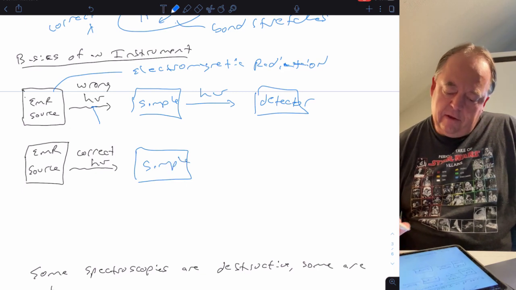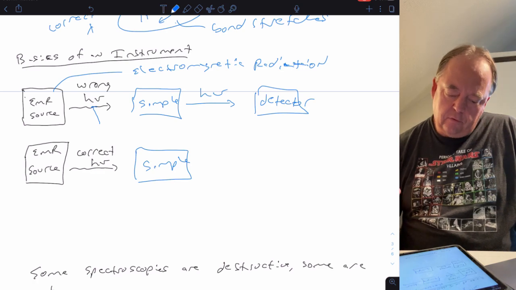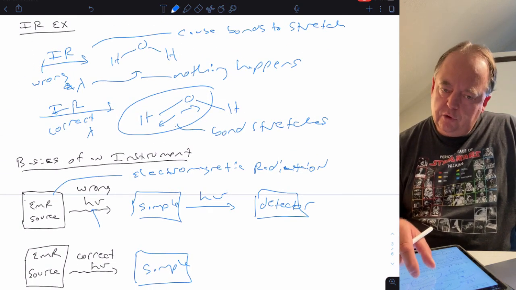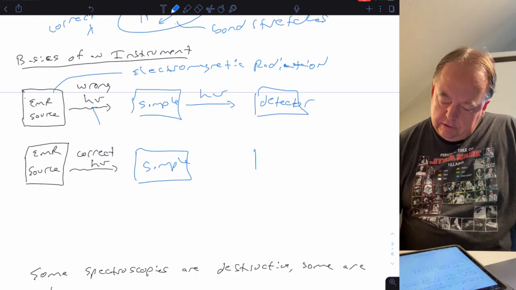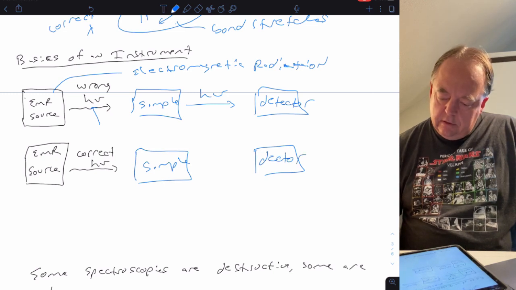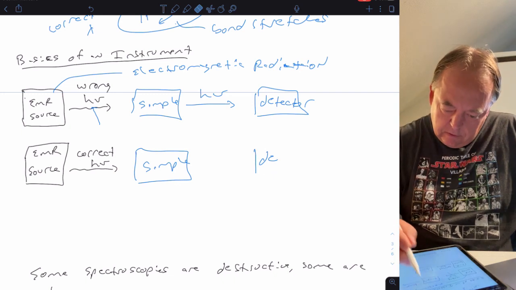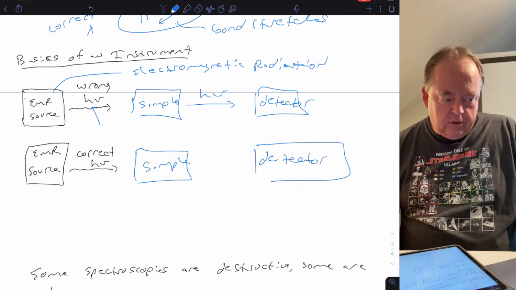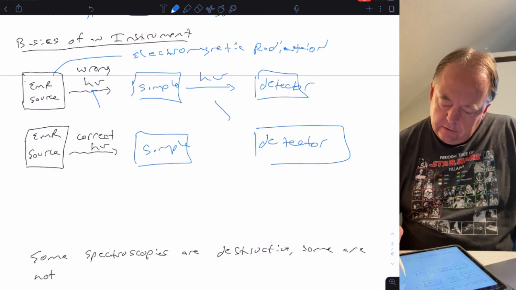But if the wavelength is correct, and matches some transition in the molecule, for example the amount of energy needed to stretch an OH bond, then you don't get the light coming out. The light does not come out of the sample, and so now you take the difference.